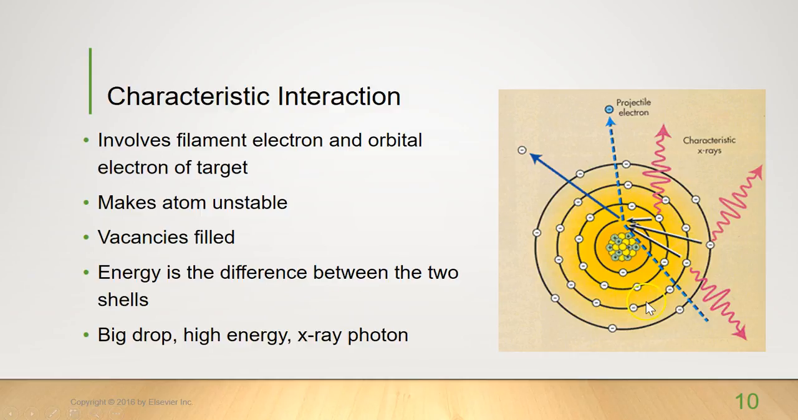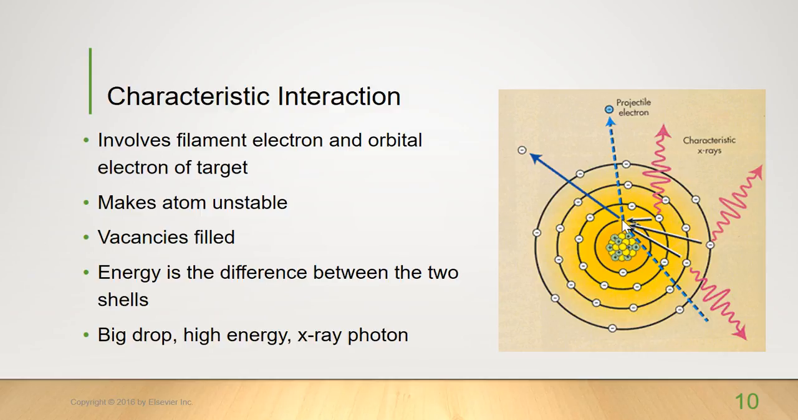So if you look at this right here, here's our incoming electron, and then it strikes an orbital electron, so this is an orbital one, and if its energy is greater than the binding energy, then it knocks it from the shell, and then you have that projectile that sends out.